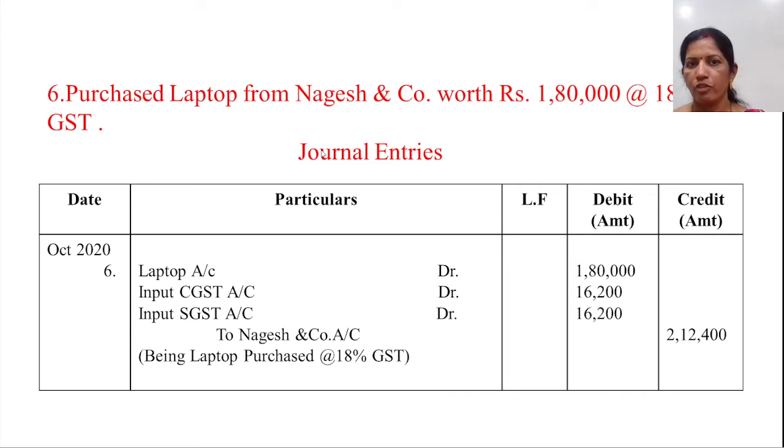Every transaction involves two accounts, two aspects. Purchase laptop means we took the laptop account. See, the transaction is from Nagesh and company worth rupees 1,80,000 at 18% GST. First of all, is the transaction cash or credit? The transaction is on a credit basis. It involves the personal account Nagesh and company. We purchased the laptop from Nagesh and company on credit, and on the amount we have to pay 18% GST.